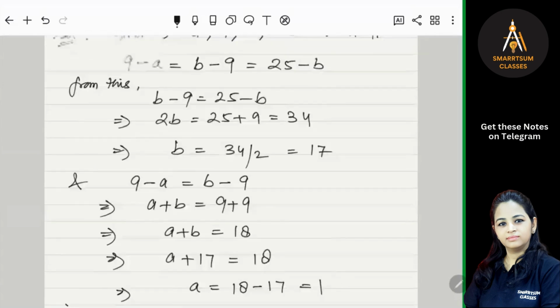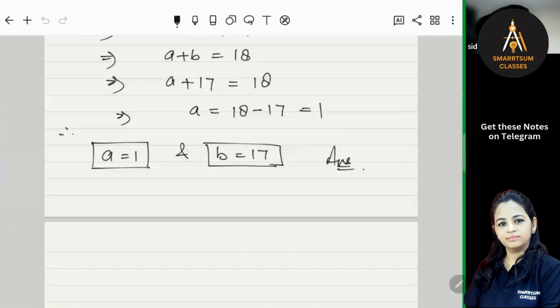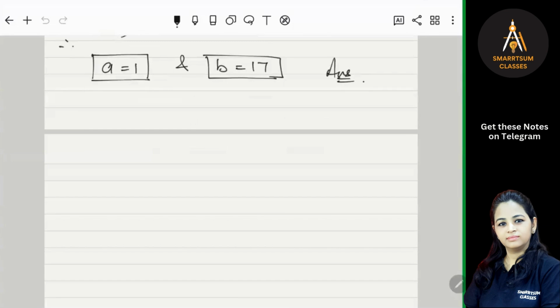Yes, are you getting this? Yes or no? So then in the sequence, the value of A is 1 and B is 17. So the sequence is 1, 9, 17, 25, which is an AP. Is that clear? Yes or no? Now what is arithmetic series?